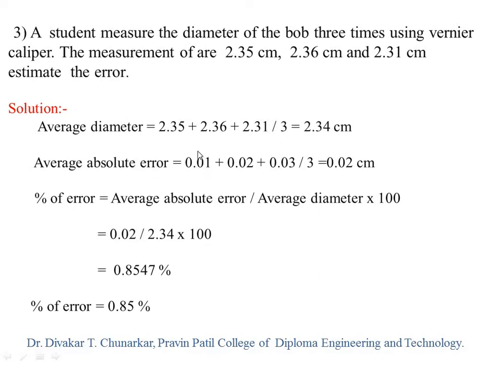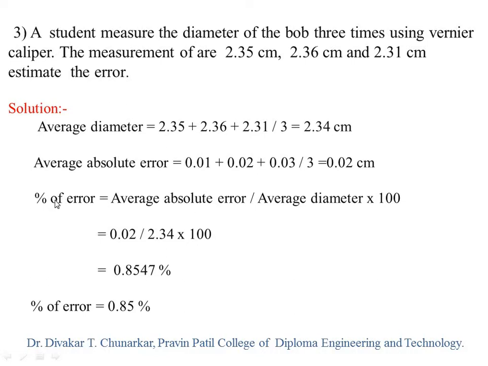This value comes from subtracting 2.34 from 2.35. Then from 2.36 subtract 2.34, that is 0.02. Then 2.36 subtract 2.34, so we get 0.03 upon 3. So our average absolute error is 0.02 centimeter.